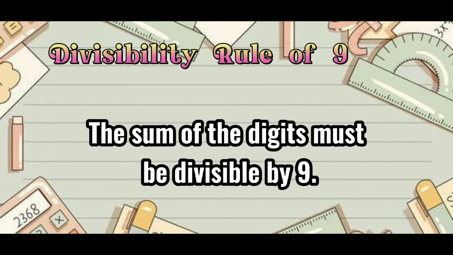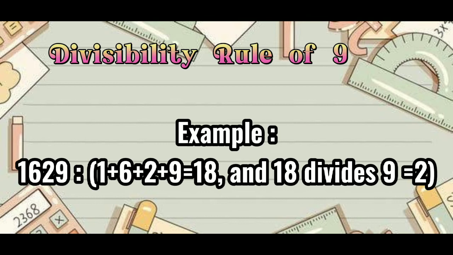Divisibility rule of 9. The sum of the digits must be divisible by 9. For example, 1,629. 1 plus 6 plus 2 plus 9 is equal to 18. And 18 divided by 9 is equal to 2. Therefore, it is divisible by 9.